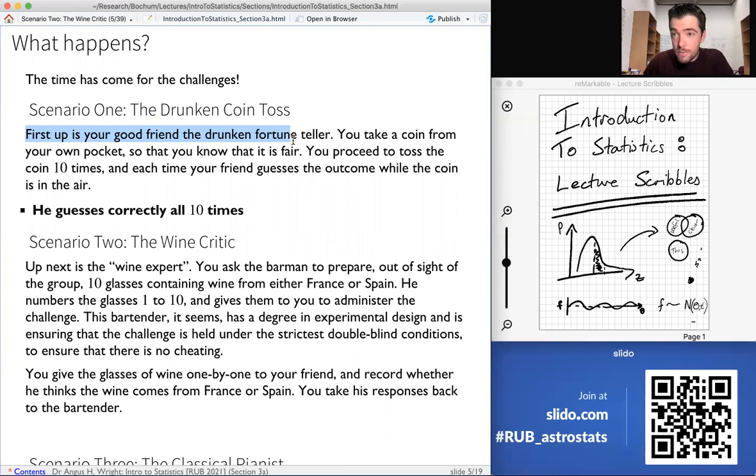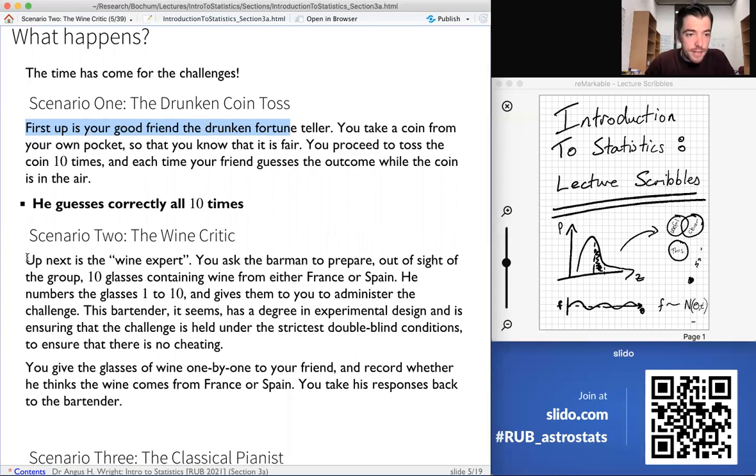Okay, scenario number 2. Our wine critic, our wine expert. In order to perform this test, we ask the barman to put together 10 glasses of wine that come from either France or Spain. He numbers those glasses 1 through 10 and gives them to us. Now, not even we know what the correct answer is here. We just know that there are numbers 1 through 10, and that's all. So this is very much a double-blind study. This is as good as human empirical studies can get.